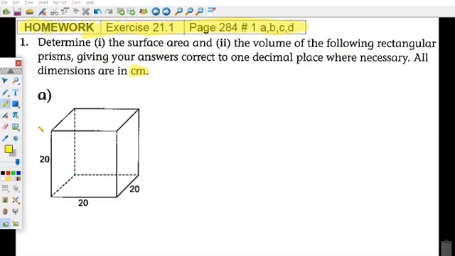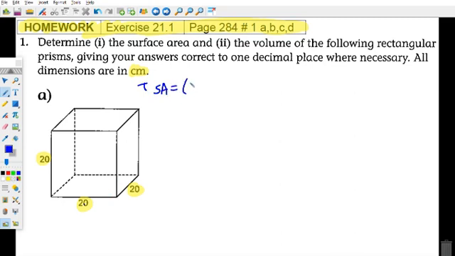So we got this over here. This is a rectangular prism. What kind? It is a cube. We can see it's a cube because it's a 20, 20, and 20. So my height is 20, my breadth is 20, and my length is 20. It's all 20. So let's find the TSA, total surface area.